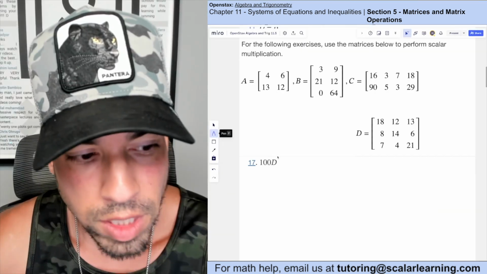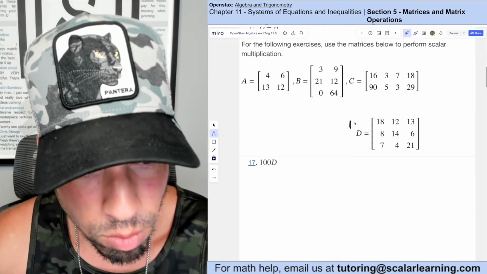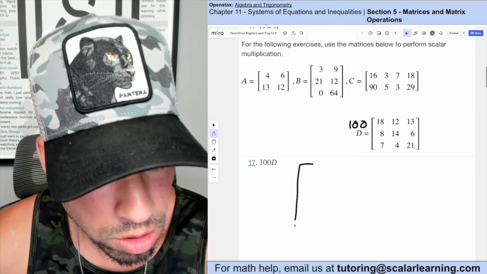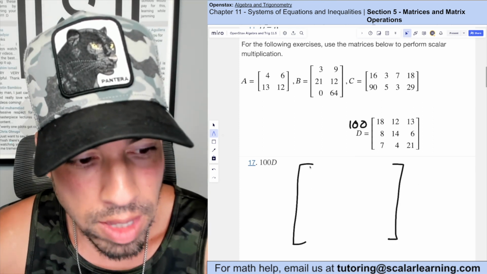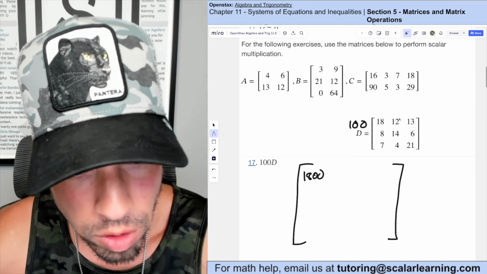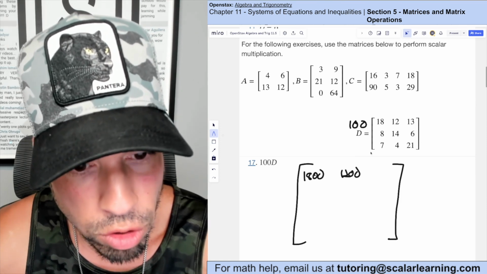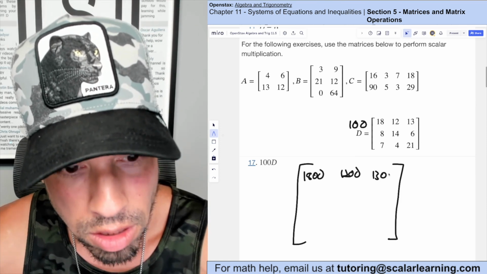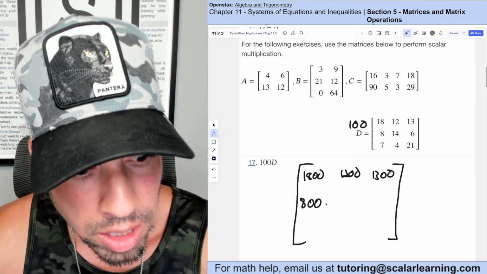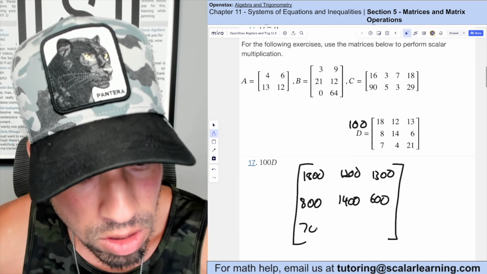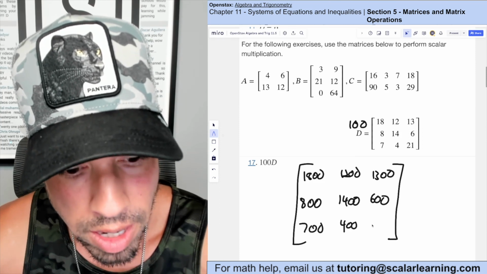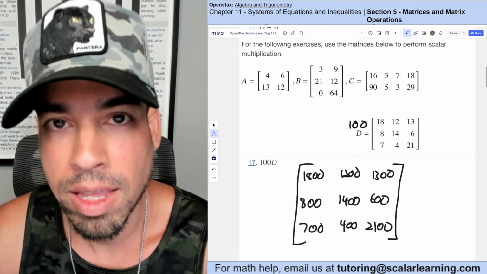Done. So for this one, we're taking matrix D and we're multiplying everything by 100. So let's make some room because these are going to be big numbers, okay? So that's going to be 1800, right? Basically adding 2 zeros to every term. 1200, 1300, 800, etc., right? 1400, 600, 700, 400, and 2100. That's how you do it.